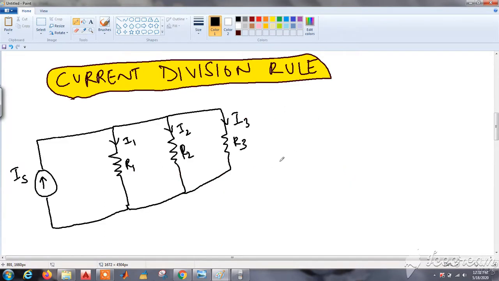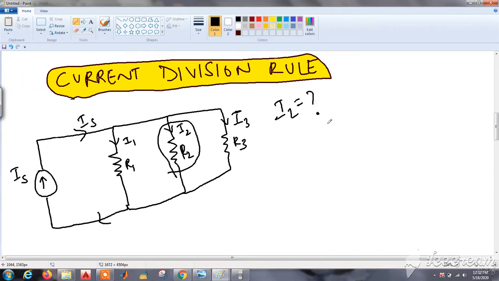For example, suppose I have a circuit like this. You can see three resistances connected in parallel, and I have a source current Is. The source current is splitting up into three different currents, that is I1, I2 and I3, which are flowing through R1, R2 and R3. Now we can find any of the currents using the current division rule. Let us find the current in, for example, this branch, that is, let us find the current I2.